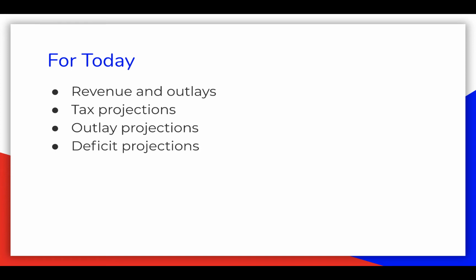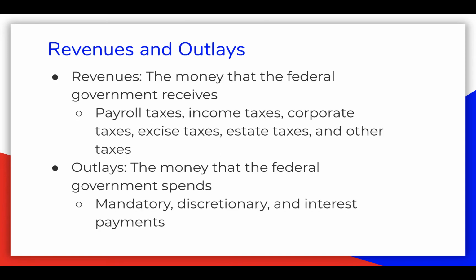Almost all of the figures you're about to see come from the CBO, which is the Congressional Budget Office, or the Bureau of Economic Analysis. So first, let's talk about revenues and outlays. Revenues are the money that the federal government receives. These tend to be from sources like payroll taxes, income taxes, corporate taxes, estate taxes, and other taxes like customs duties and tariffs. Outlays, on the other hand, are the money that the federal government spends.